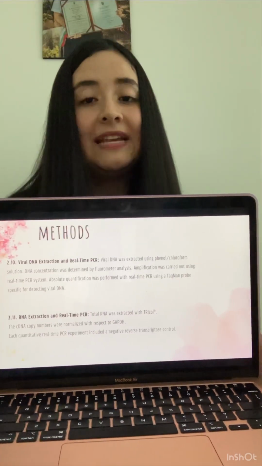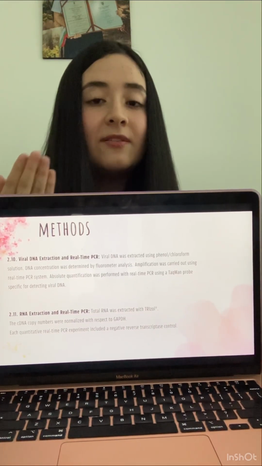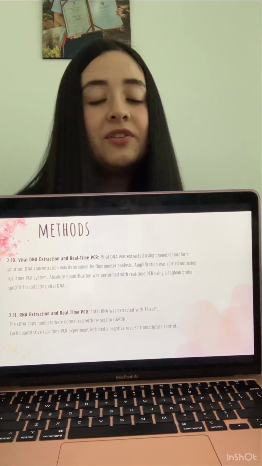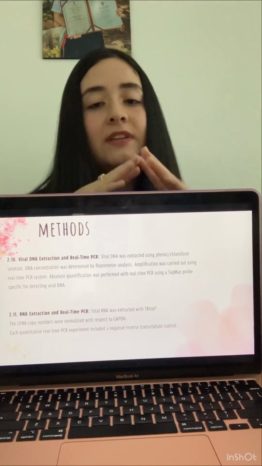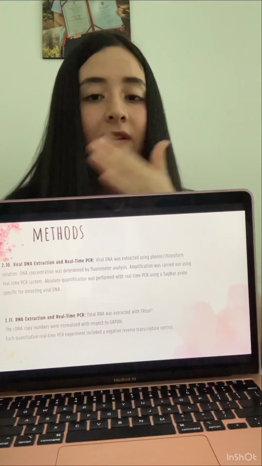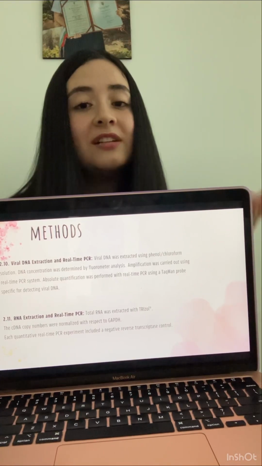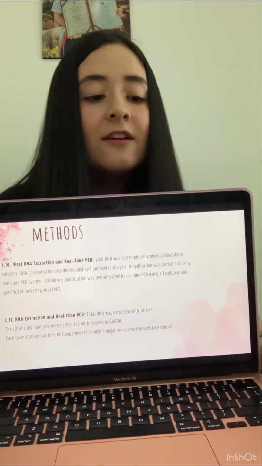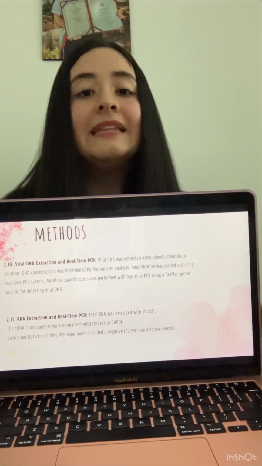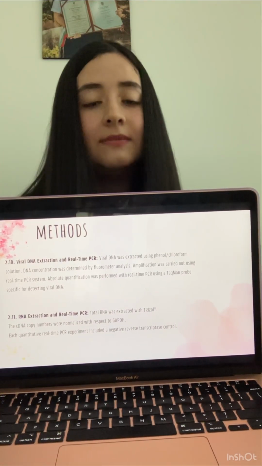In the methods, they use PCR. It is a variant of the polymerase chain reaction used to amplify the product of the DNA. It's a method that detects the presence of specific pathogens in a sample, and genetic material such as viruses. First, we have the viral DNA extraction and real-time PCR.